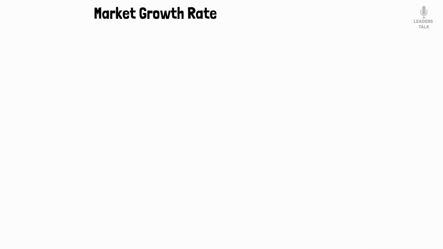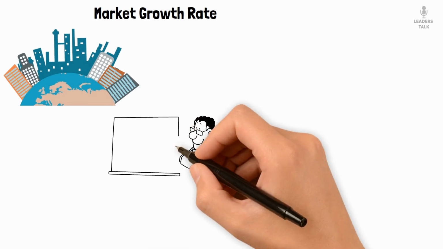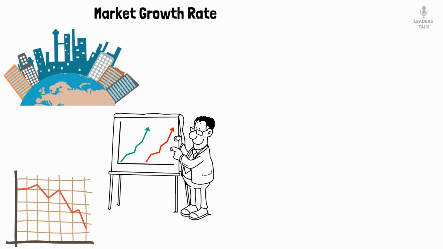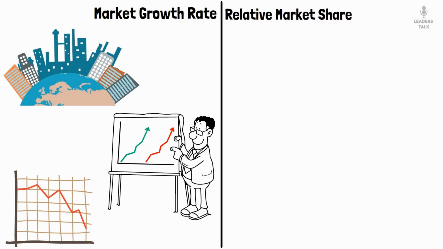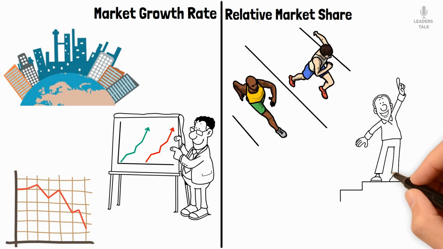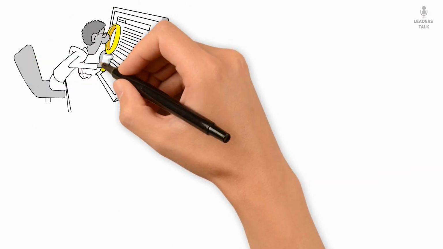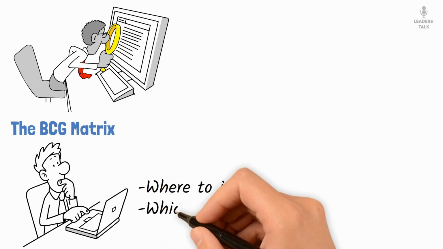Market growth rate. This refers to the rate at which the market for a product is expanding. A high market growth rate indicates a rapidly growing market, while a low market growth rate suggests a mature or declining market. Relative market share. This is a measure of a product's market share relative to its largest competitor. A high relative market share means the product is a market leader, while a low share indicates it's a smaller player.